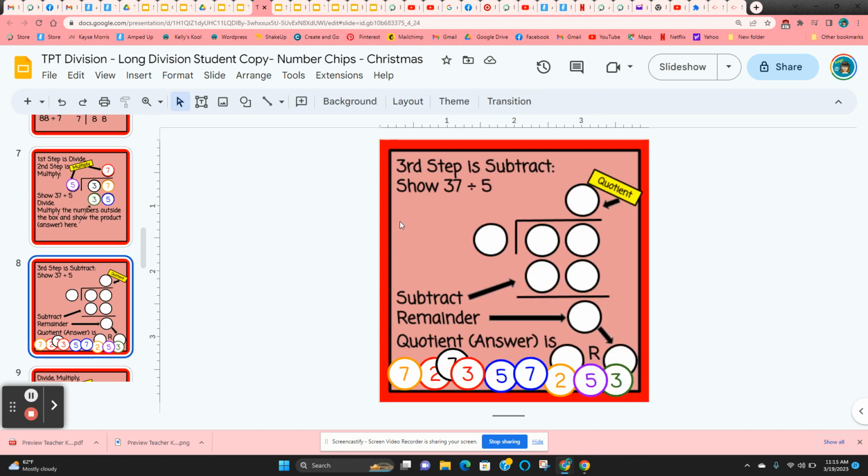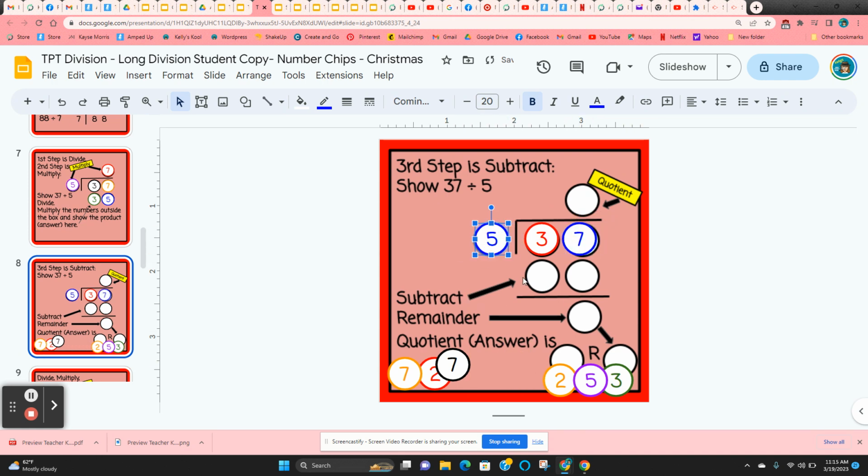So then the third step is subtract. So we're going to use the same problem, 37 divided by 5. Divide, 5 goes into 37 7 times. Multiply, 7 times 5 is 35. And then the next step would be subtract. And they already have their answer on this one. So the quotient here, 7, remainder 2.